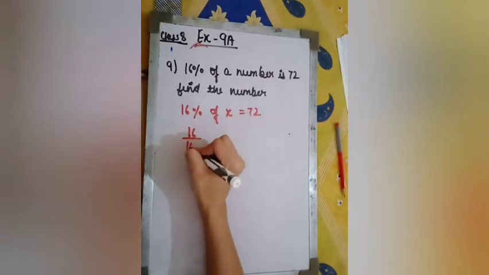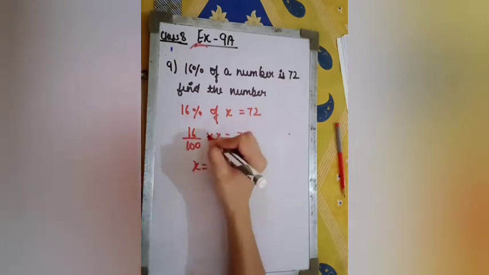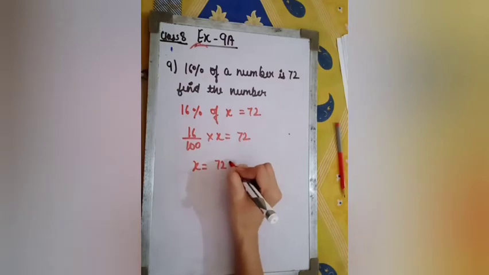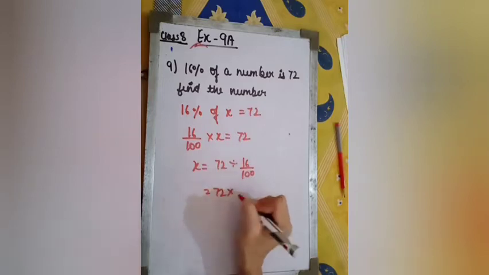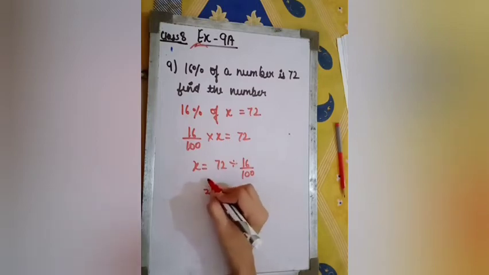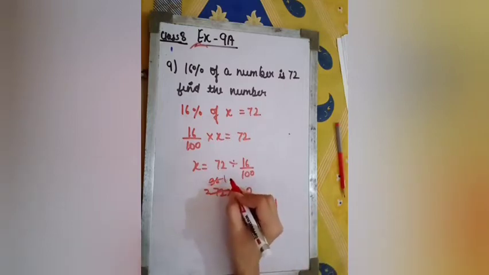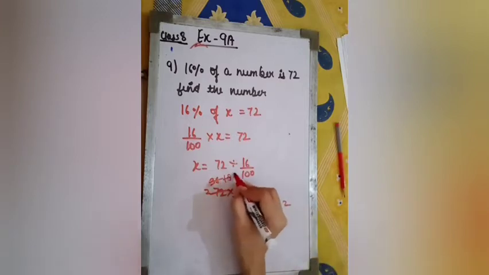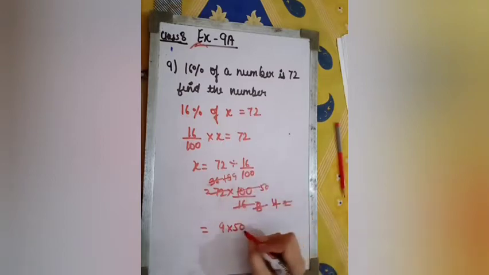Now 16% we can write 16 upon 100 into x equals to 72. So from here you can find the value of x. x equals 72 divided by 16 upon 100. When you solve it further, now cut it with 2. 2 8s are 16, 2 6s are 12. So it is 9 into 50. It is 450. Okay, that's how you do it.